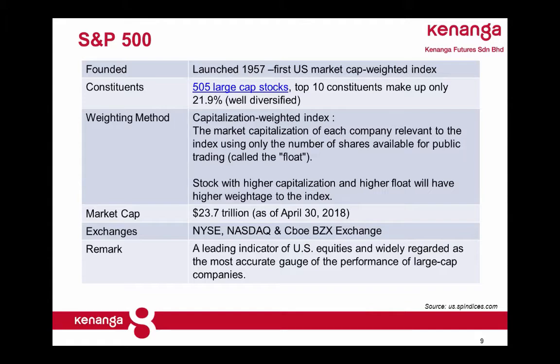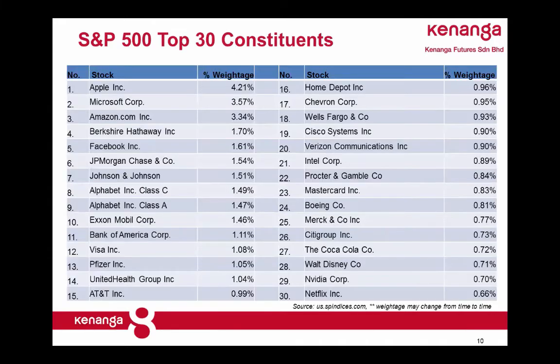The market capitalization stands at 23.7 trillion as of April 2018. This is the leading indicator for US equity markets and is widely regarded as the most accurate gauge of the performance of large-cap companies in the US. This is the top 30 constituents of the S&P 500. The top 5 are heavily related to information technology and finance counters.